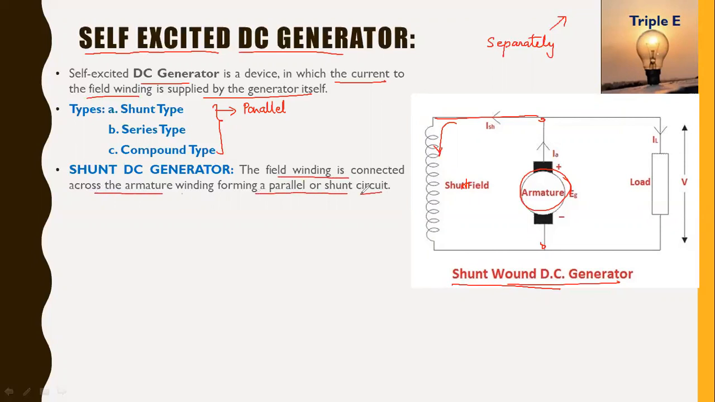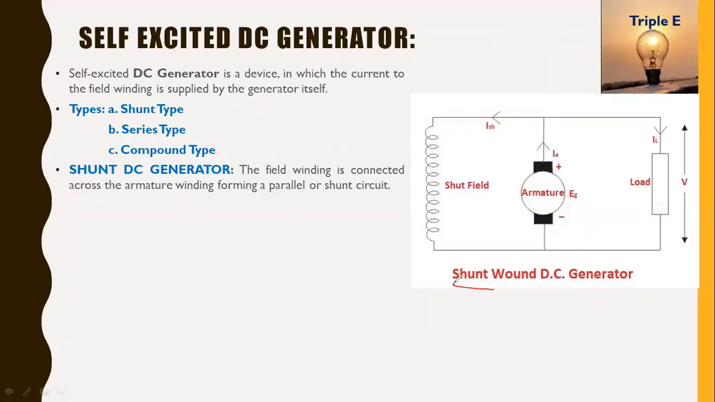Another type of self-excited DC generator is the series type, in which the field winding and the armature are connected in series. The other one is the compound type, where the field winding and armature are connected both in parallel as well as in series. First, let's look at the shunt type of DC generator.